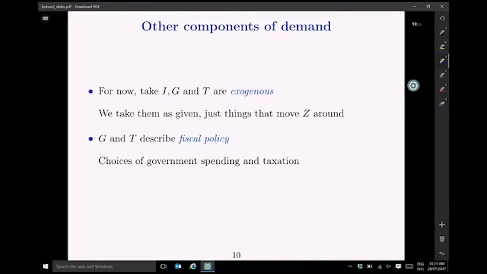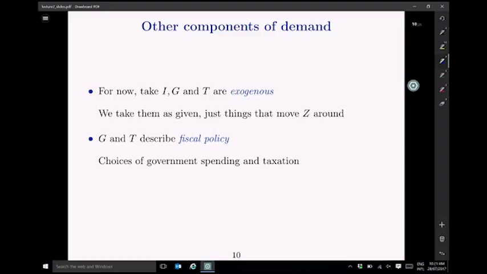Now, what about the other components? Well, for now, we keep everything very simple, a simple start. We assume that investment, government spending, and taxes are all exogenous. What does exogenous mean? In economics, we often talk about exogenous versus endogenous. Exogenous means that we take these variables as given. So these variables don't depend on anything else.